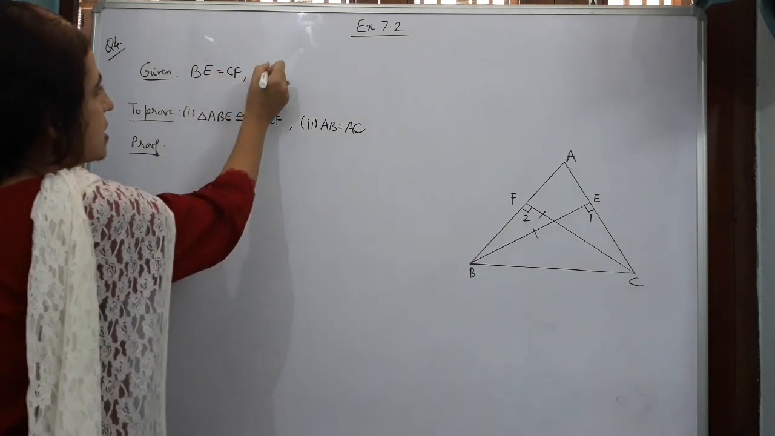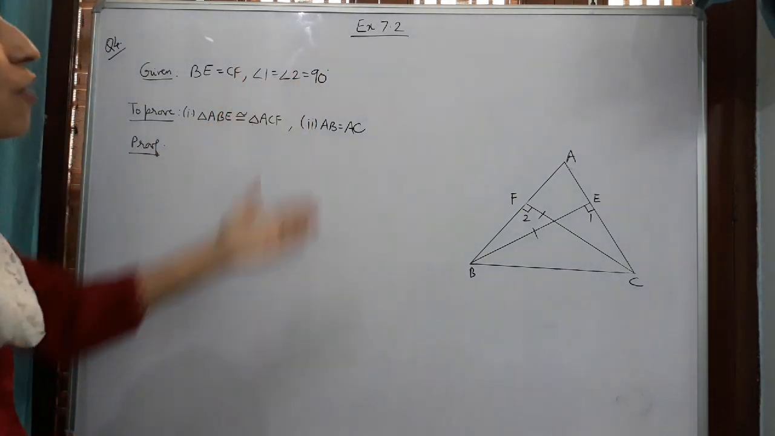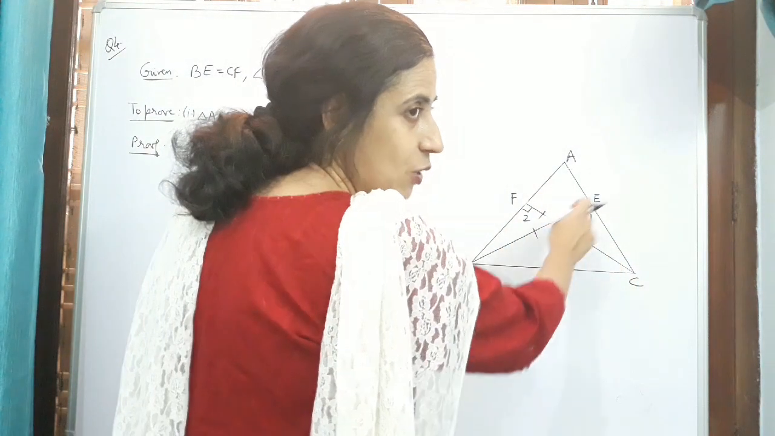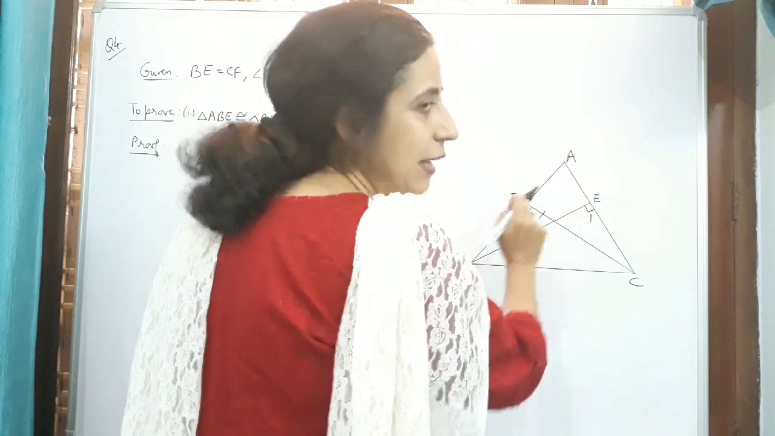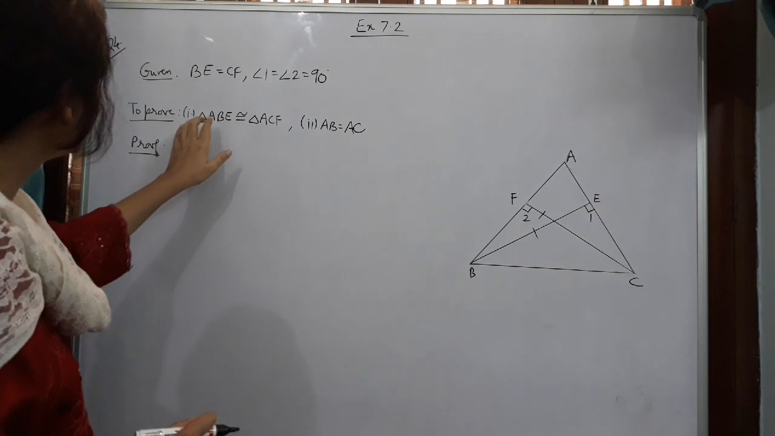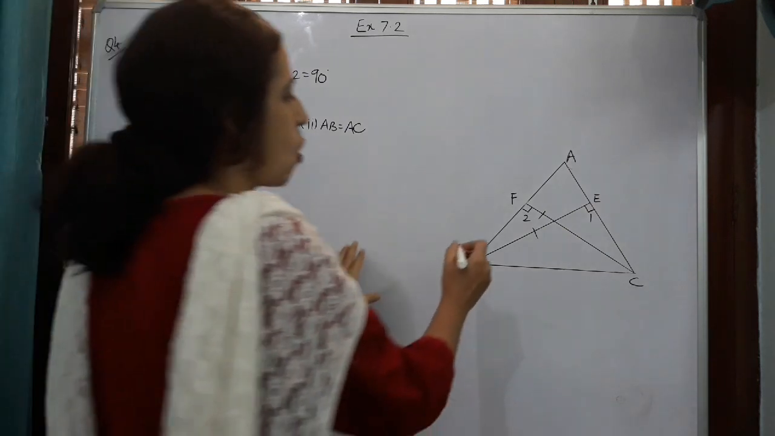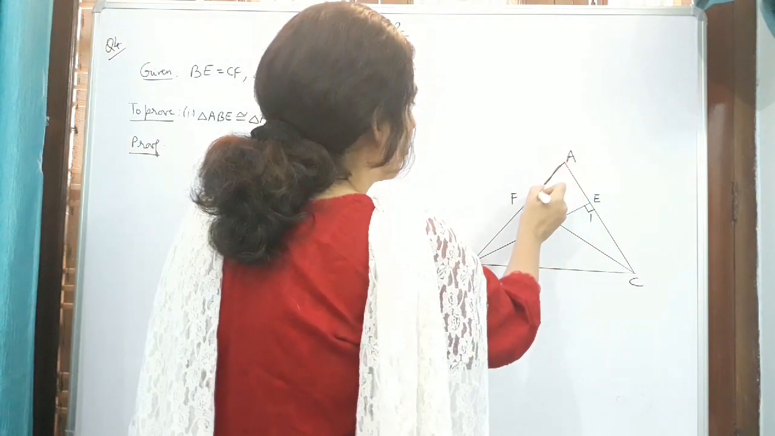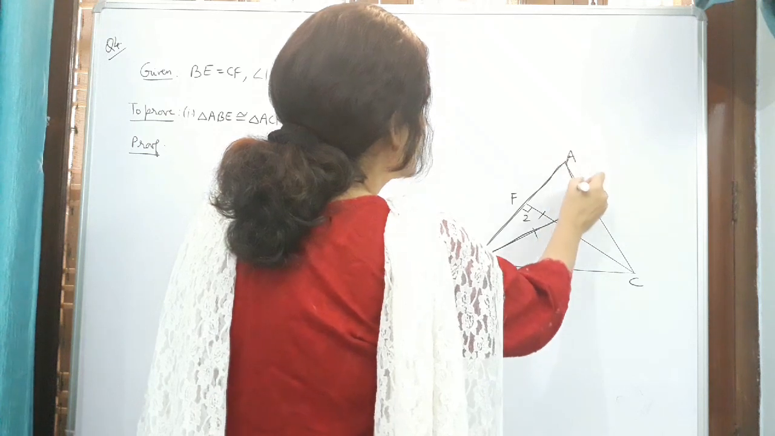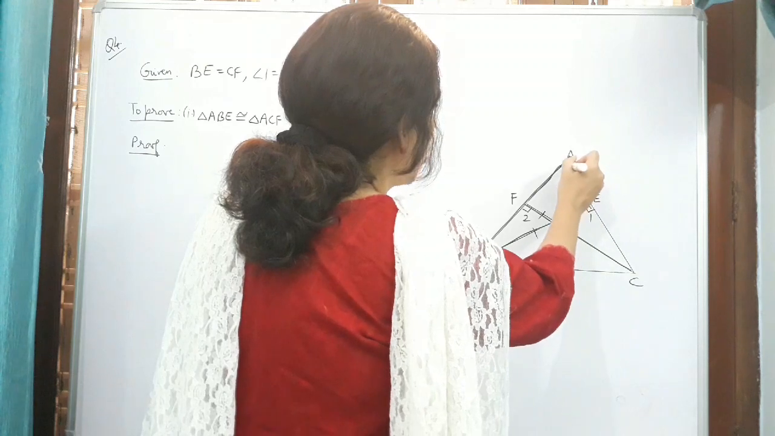It is given to us that angle 1 is equal to angle 2 is of measure 90 degrees because these are the altitudes and we know that altitudes are perpendicular. Now this is what we have to prove. In the first case we have to prove that triangle ABE is congruent to triangle ACF. So this is triangle ABE and this is triangle ACF. We have to prove these two triangles to be congruent.